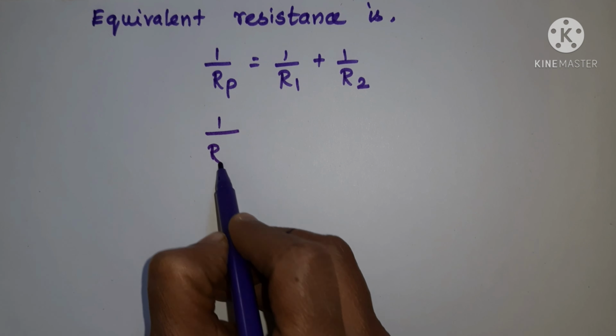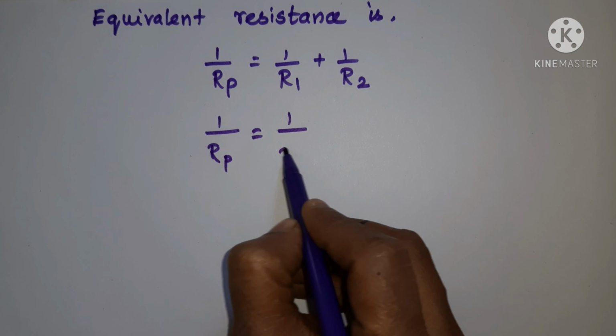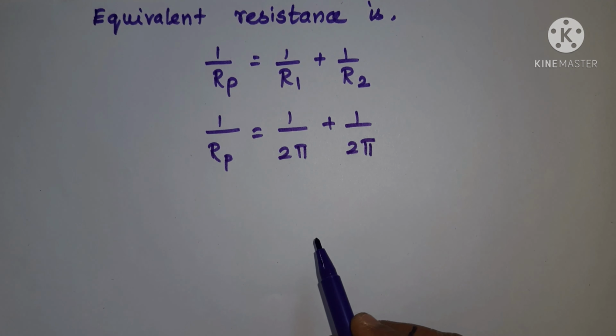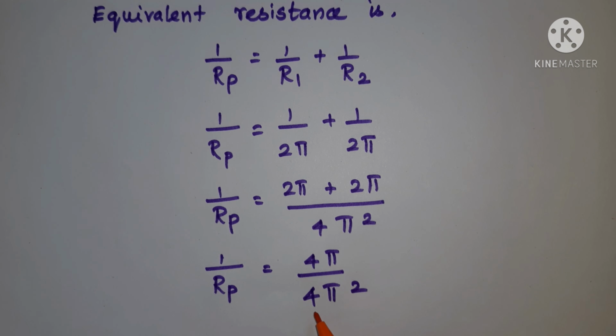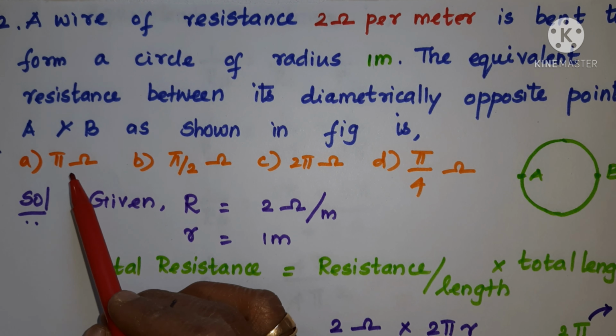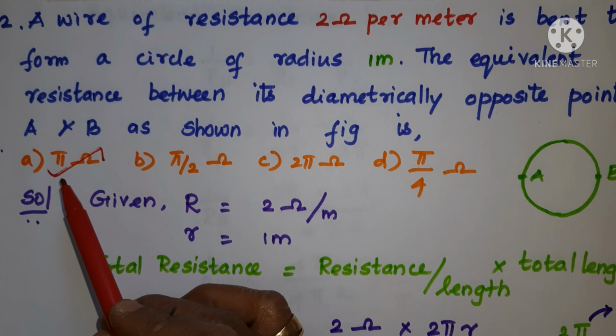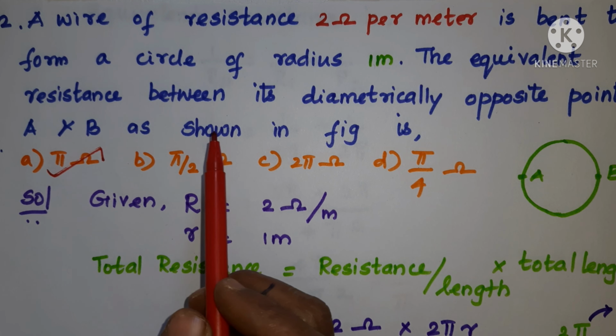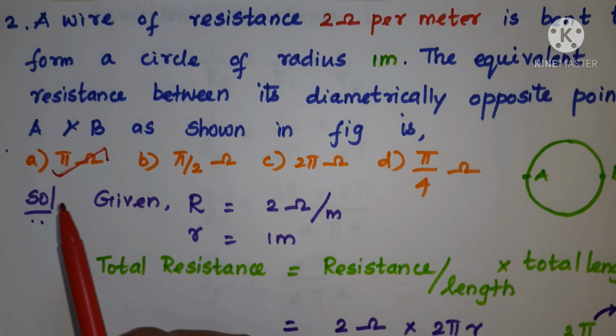So 1 by Rp is equal to 1 by 2 pi plus 1 by 2 pi. We simplify this. We get 4 pi divided by 4 pi square. So this pi and 4 will get cancelled. Remaining we get 1 by pi. Equivalent resistance Rp is equal to pi. So we have option A to be the correct one, pi. Equivalent resistance between its diametrically opposite points A and B is found to be pi.